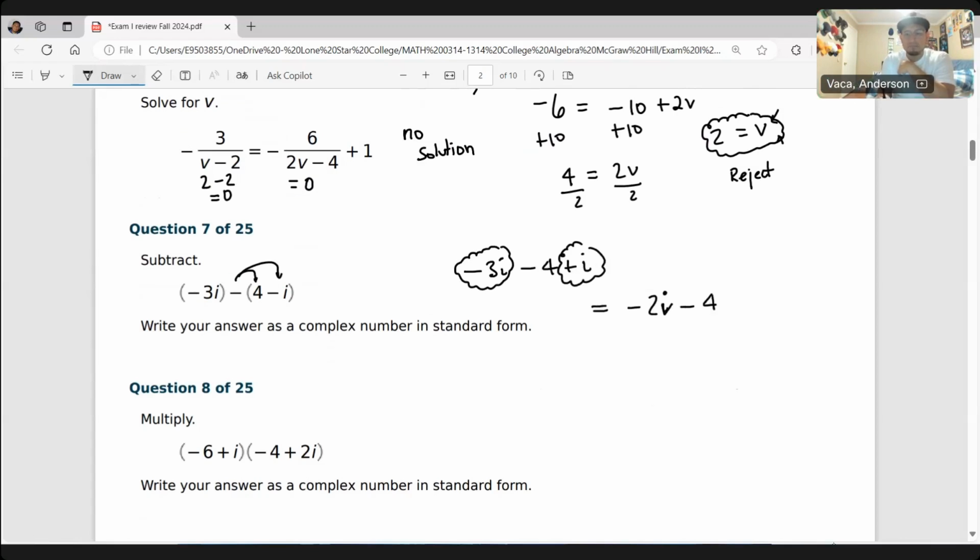Minus 4. The instruction is to write this complex number in standard form. What does that mean? A plus bi. First is the real number, and then second is the imaginary number. So to write the answer correctly here will be negative 4 minus 2i. The real is first and then the imaginary. Okay? All right, in the second example, they want us to multiply.